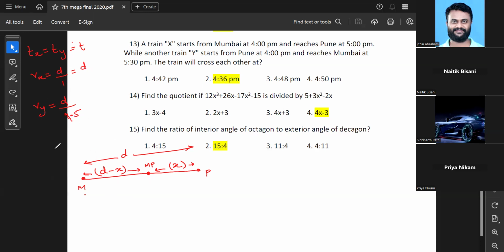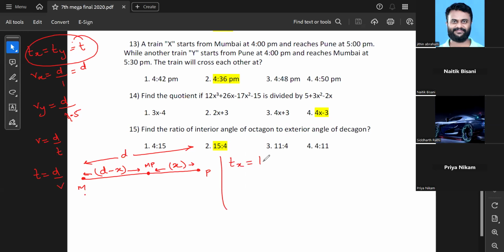Now, we know that in general, speed is equal to distance upon time, which means time is equal to distance upon speed. Any doubt so far? No, sir. Now, we know that to reach the meeting point, they are going to consume the same time.